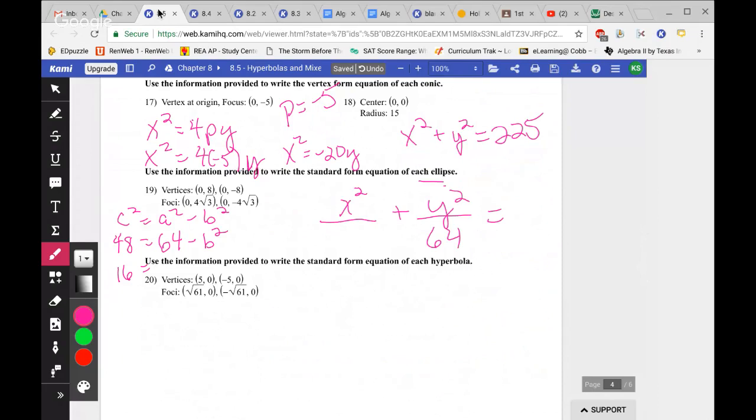So this is going to be negative 16 equals minus b squared. I would divide both sides by negative 1 in order to remove my negative. And I've got 16 equals b squared. And that goes right here. So there's my equation.